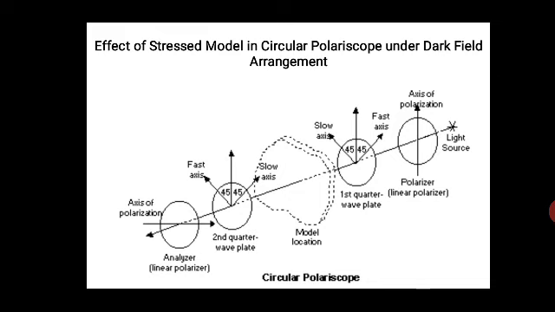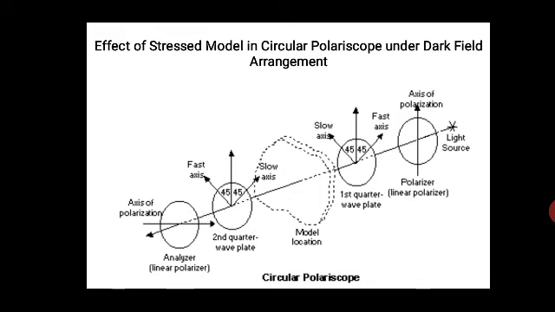Why do we call this a circular polariscope? It is because the light incident on the model in this setup is circularly polarized. Whereas in the plane polariscope arrangement, the light incident on the model is linearly polarized. Therefore, the linearly polarized light incident on the quarter wave plate is at 45 degrees to the axis of the plate and emerges as circularly polarized light.